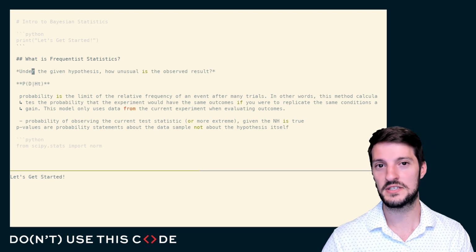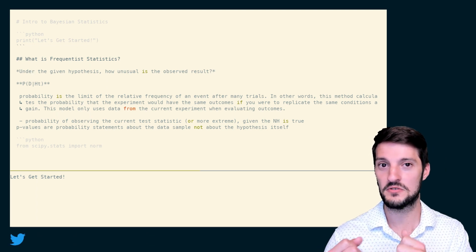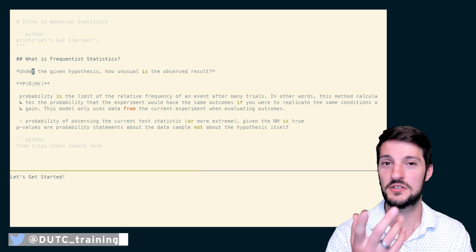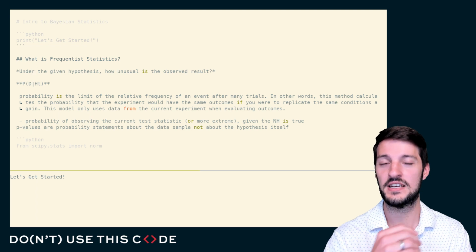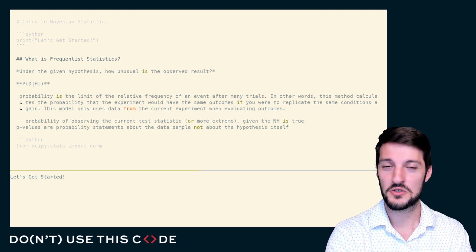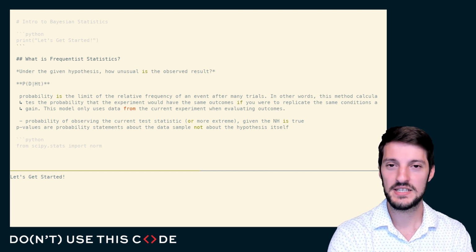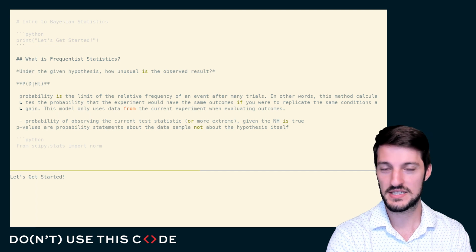Whether that observed result is the mean of a sample, the comparison of two means from two samples, or maybe the comparison of means from many samples, or we can do something like a chi-square test and say, did the number of times I observed this event exceed the number of times I expected to observe this event? There are many, many different questions that we can ask with frequentist statistics.